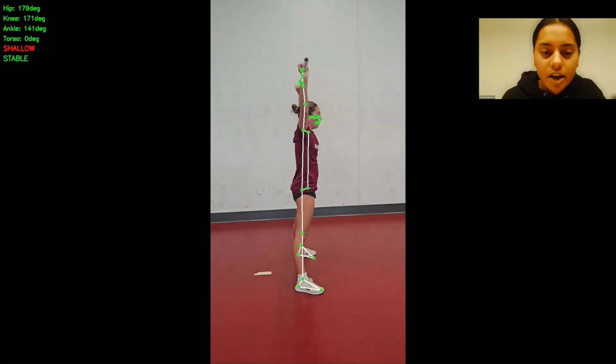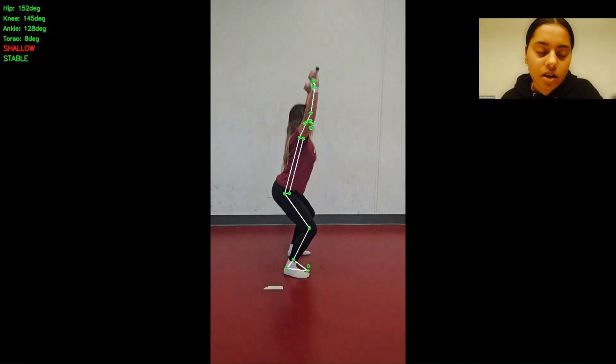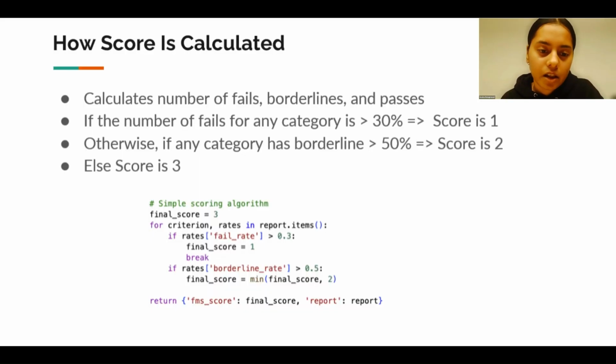So as I was saying, I spent a lot of time trying to get the accuracy up for the video, so I didn't really try to use a complicated algorithm to calculate the score. I basically just calculate the number of fails, borderlines, and passes for each category. And then if the fails in any one category is greater than 30%, the score is automatically 1.